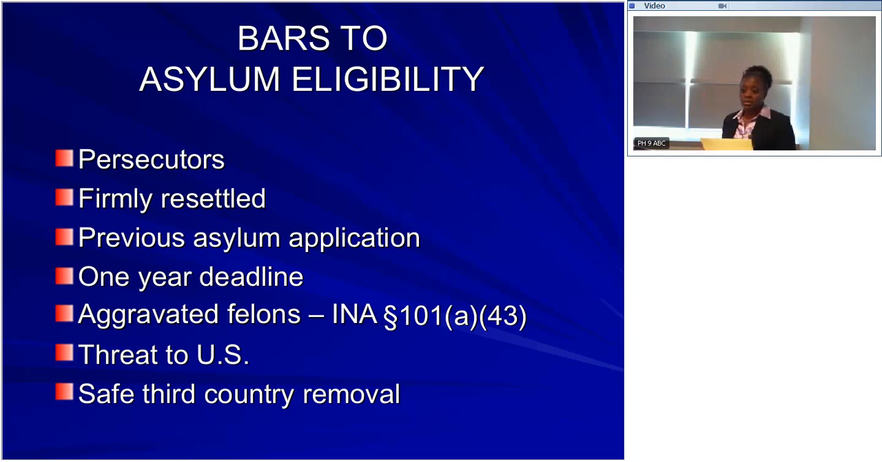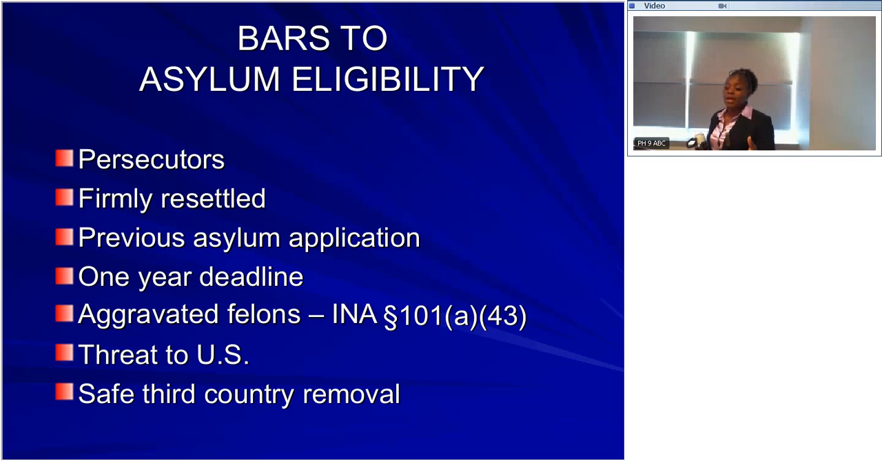Firmly resettled. So that means somebody who has actually been living in a country outside of their country of nationality. But you need to be careful about this whole idea of firm resettlement. Just because somebody's been living in a country for 10 years doesn't mean that they are firmly resettled, right? You've got to look at the facts, okay? Look at how they have been living in this other country. Were they on a pathway to the equivalent of citizenship in that country? Were they given the freedom to work, to study, to travel in and out of the country?